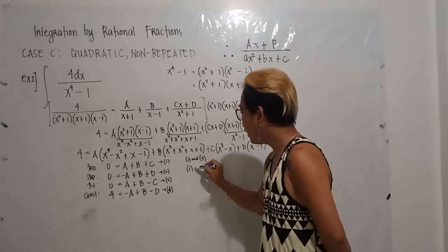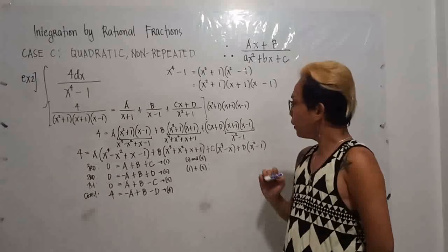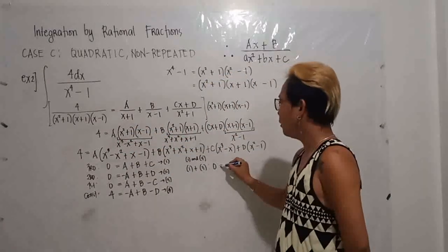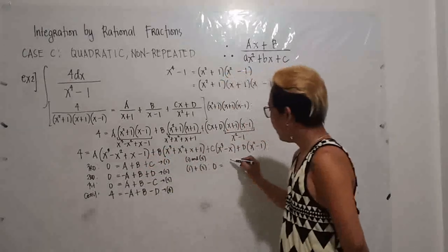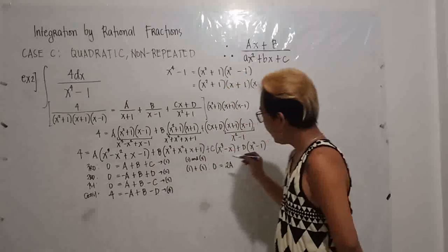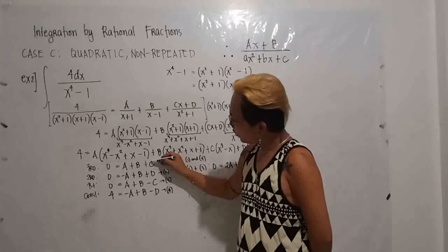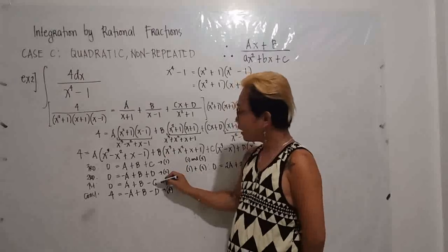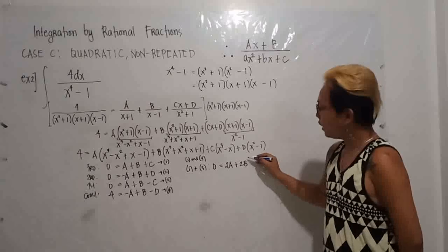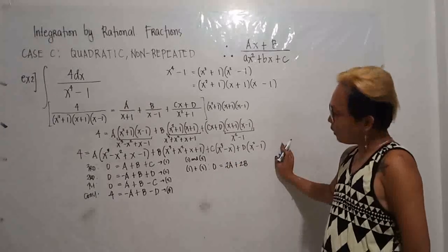So, equation 1 plus equation 3, we will now have 0 plus 0, that is 0. So, A plus A is 2A. Then, B plus B is 2B. Then, pagdating dito, C plus negative C, so that is 0, cancel na. So, matitira na lang is 0 equals 2A plus 2B.